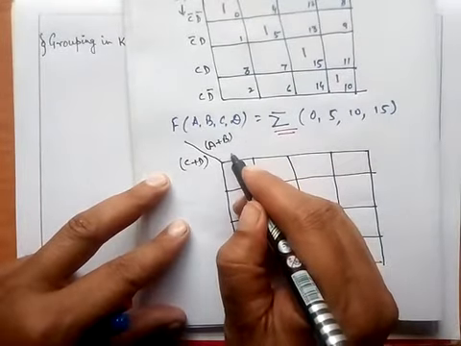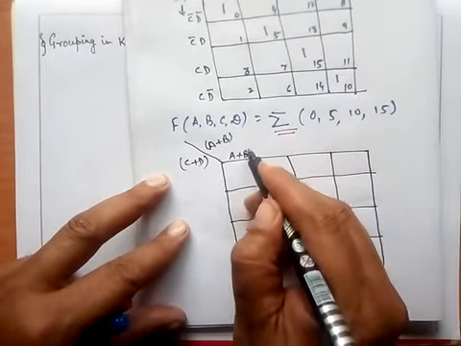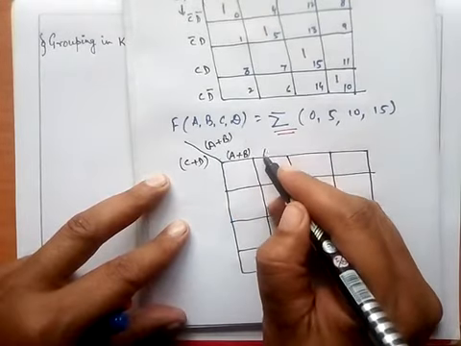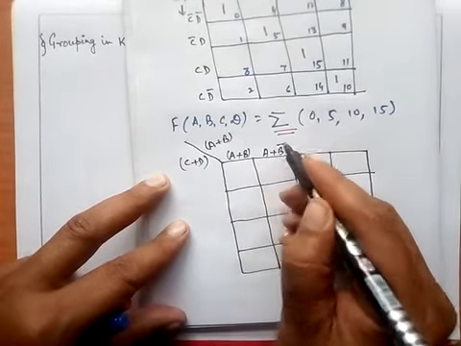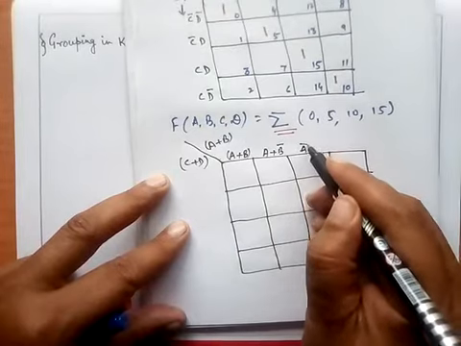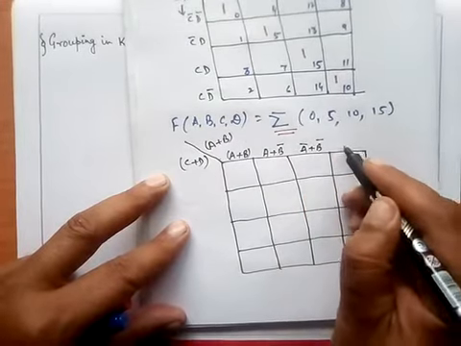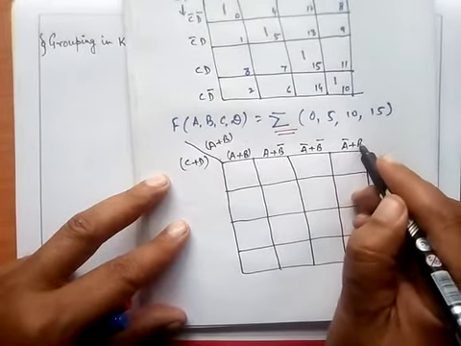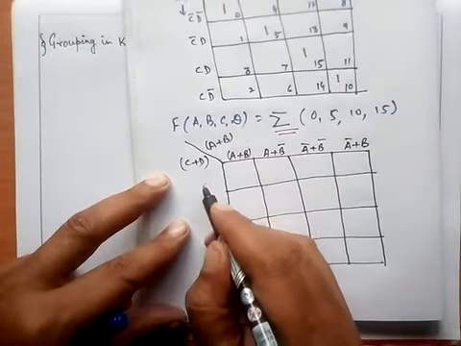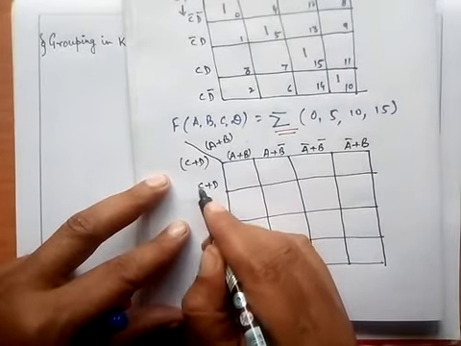So now this factor is a plus b. This is a plus b bar. I have discussed this already with you. This is a bar plus b bar, and this is a bar plus b. Similarly, here this factor will be c plus d.